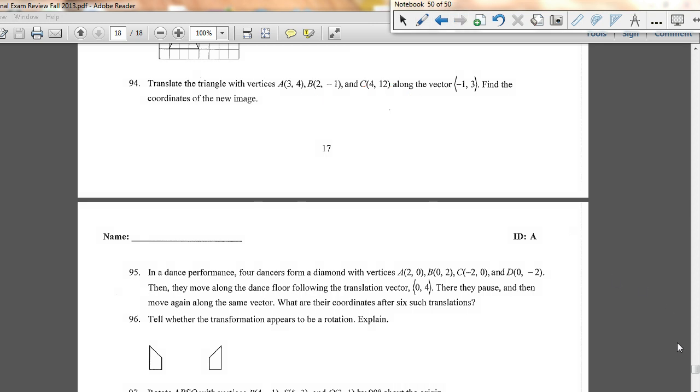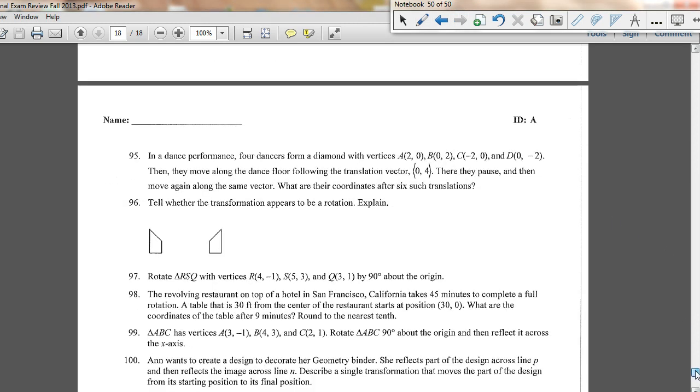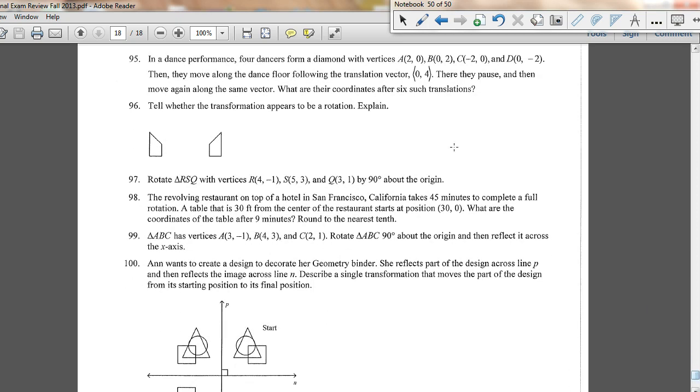Next question. A dance performance, 4 dancers form a diamond at these vertices. Then they move along the dance floor following a translation vector. So with this translation vector, the x values are not moving at all, just the y values. So what will happen is that all these dancers are going to move up 4.